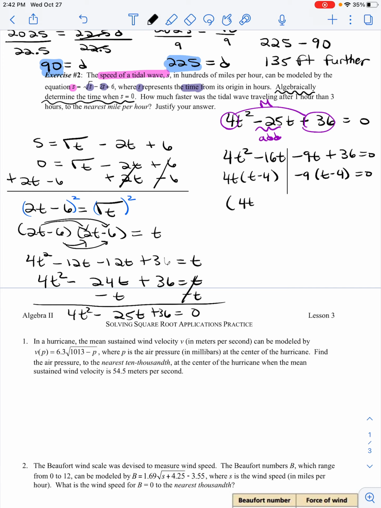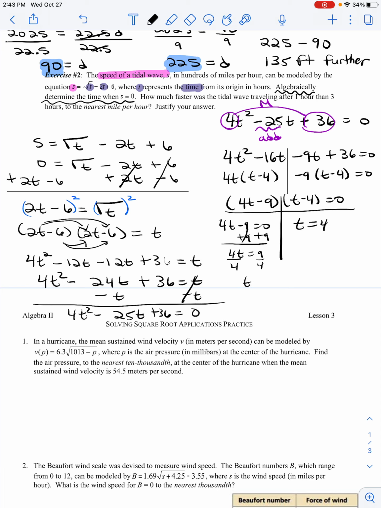So I get two factors. One is 4t minus 9. One is t minus 4. So I'm going to set each factor equal to 0 to solve. I get t equals 4. And if I solve this side here, I get t equals 9 over 4.